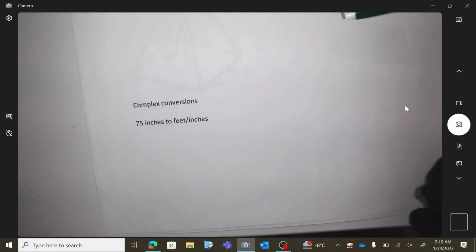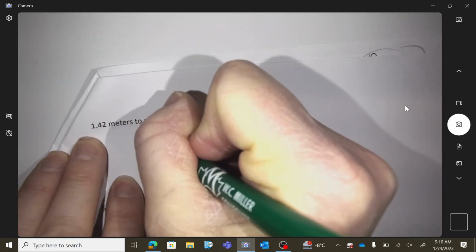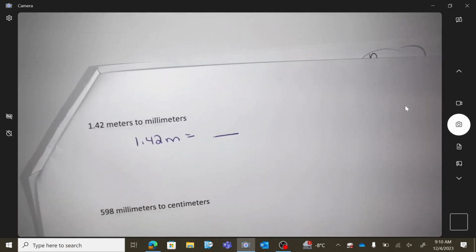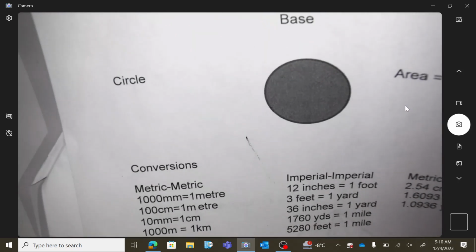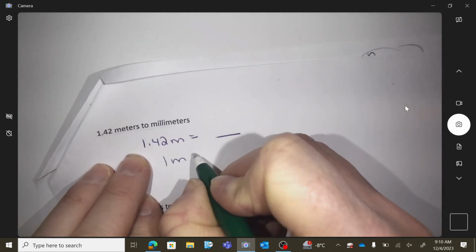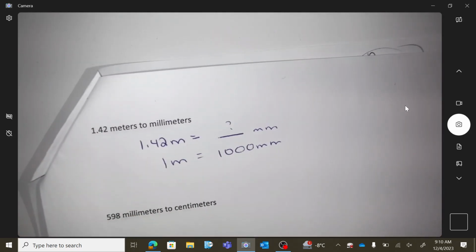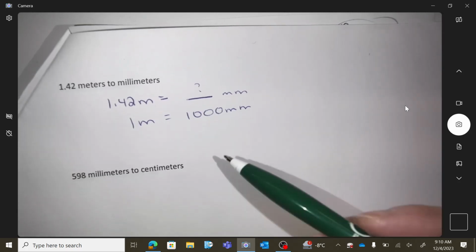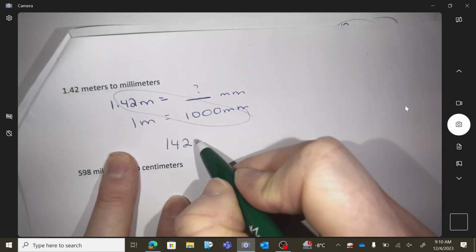Okay, now we're going to do a few metric ones. So this many meters, and we're trying to get to millimeters. So I don't think that there is any in that. So, oh wait, there is. 1 to 1,000. So timesing by 1,000.